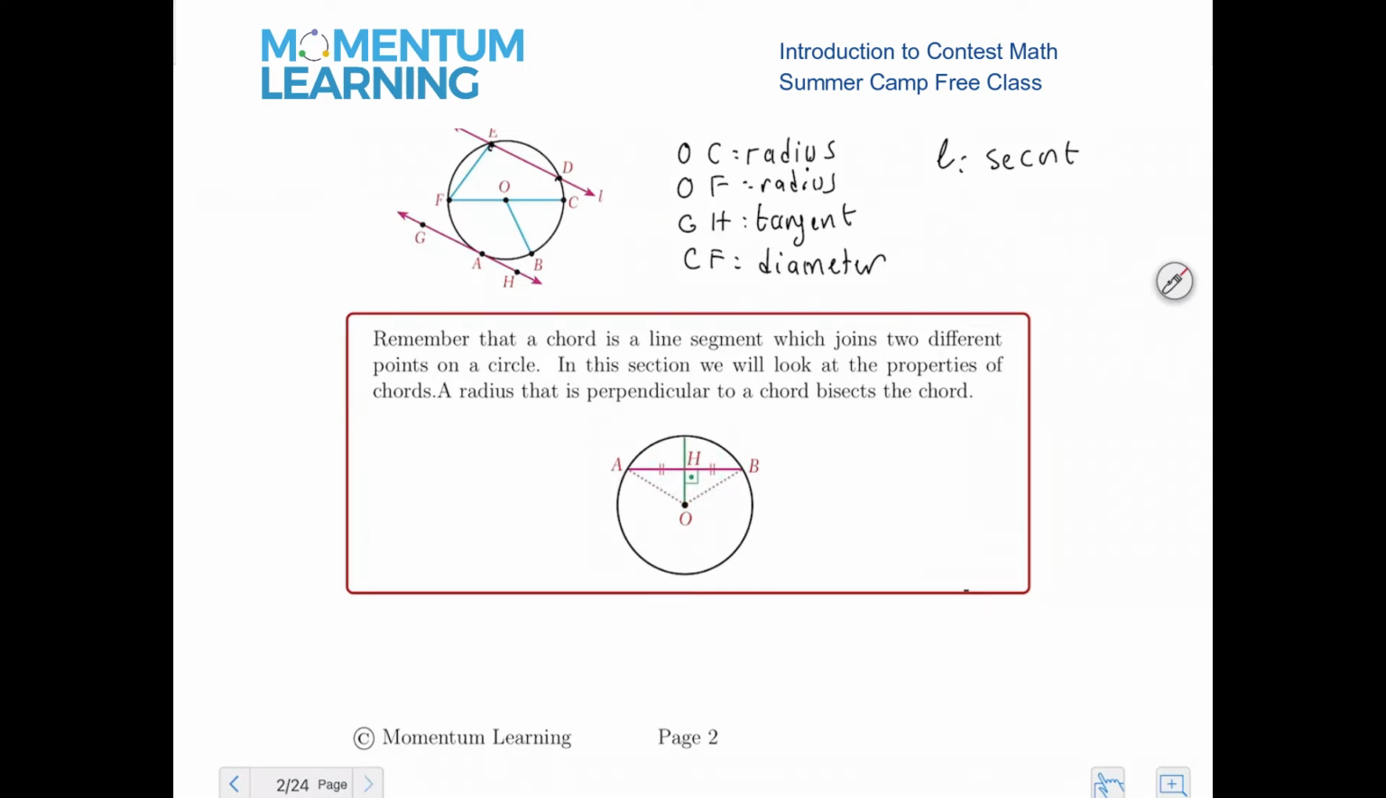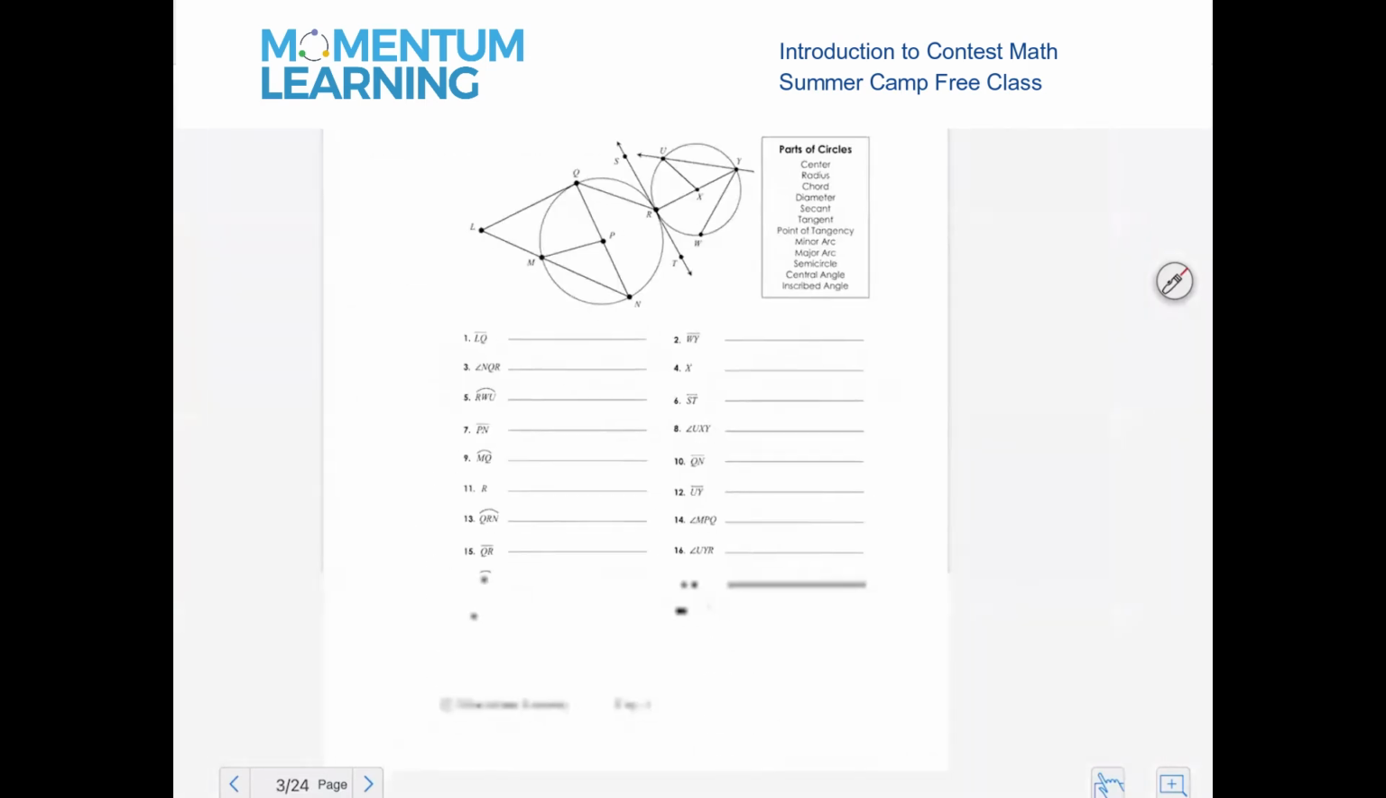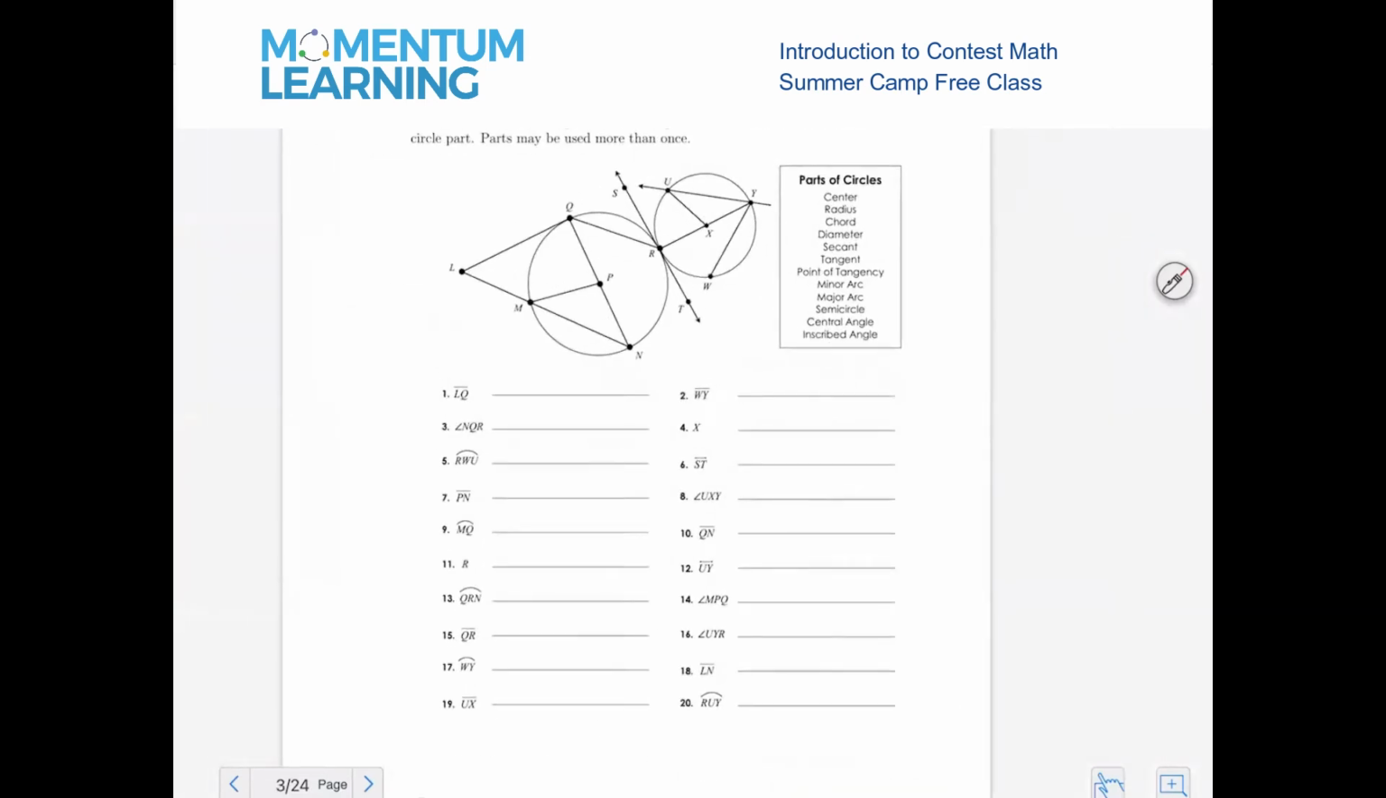Next page. I'm going to skip this part. This one we'll cover with students. We ask them to name the elements in the next figure. I will give them 2 or 3 minutes, then we go over these together.